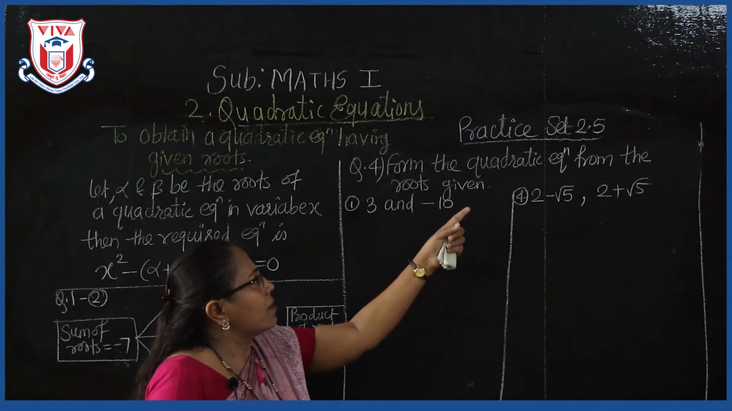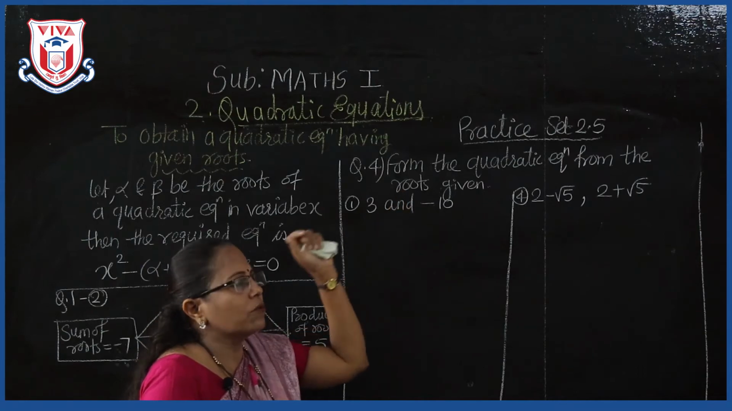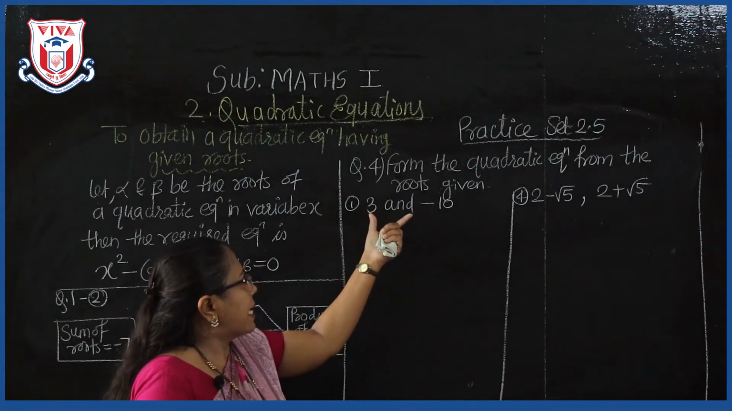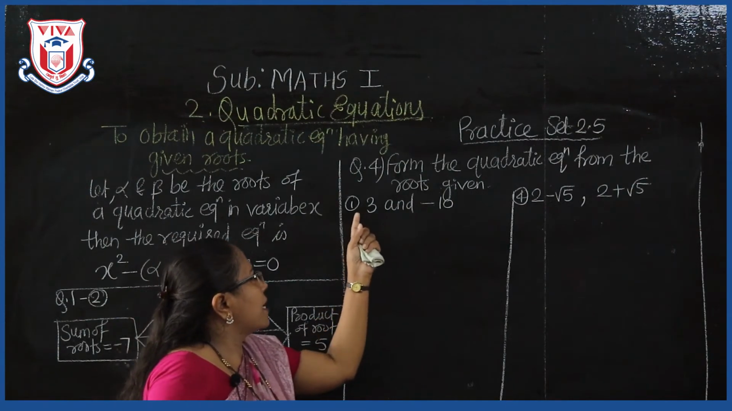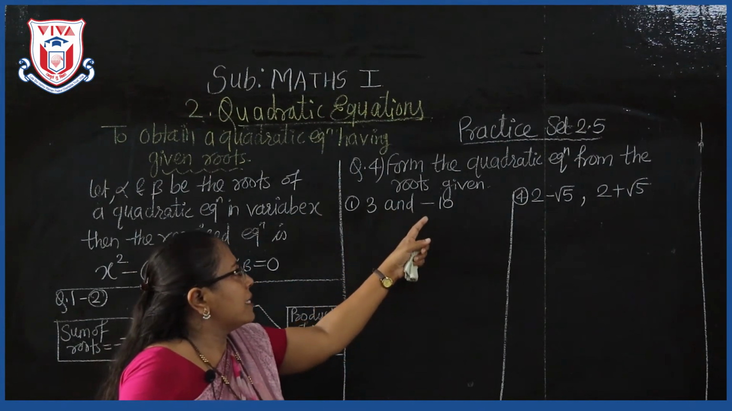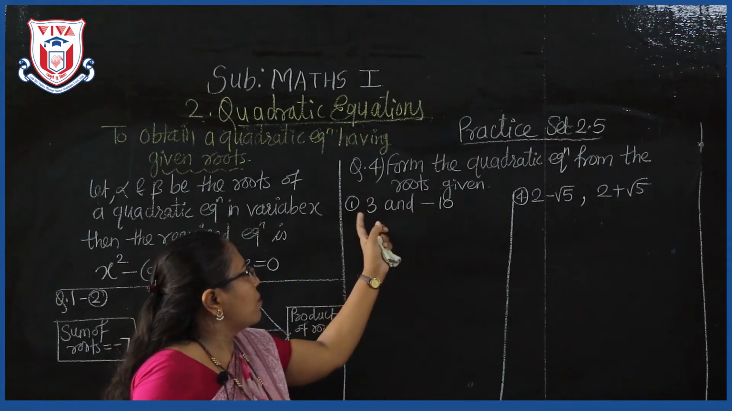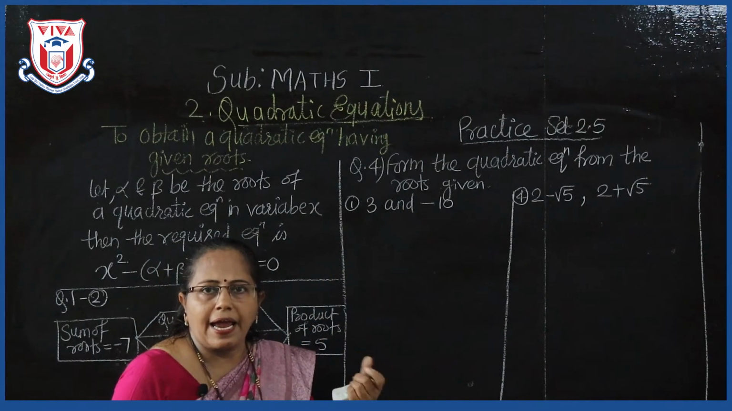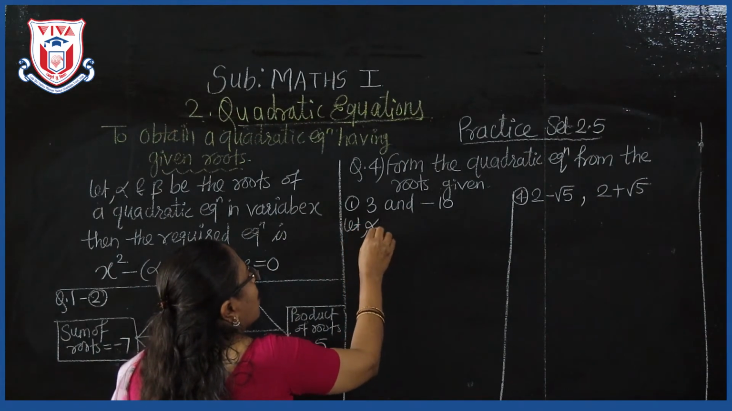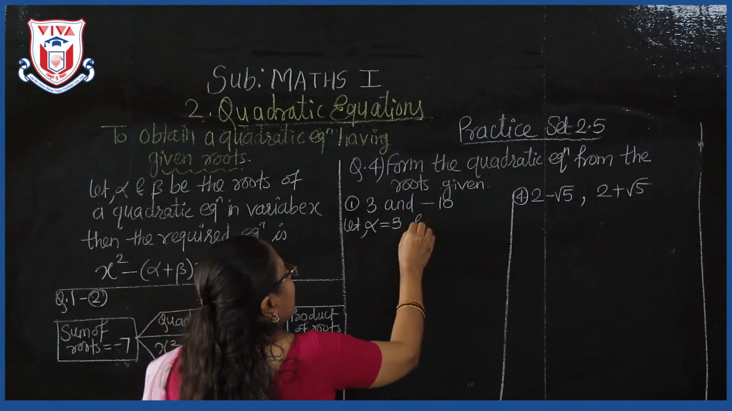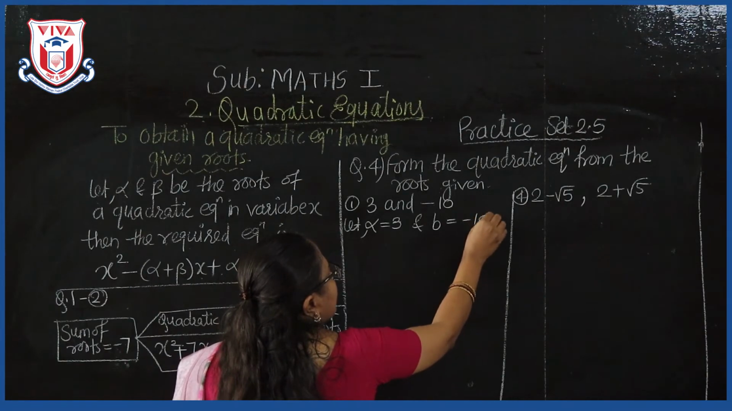Okay. Now we will solve question number 4. Form the quadratic equation from the given roots. Maybe this one example carries 1 or 2 marks. Okay. So the roots are given, 3 and minus 10. So these given roots we will assume as alpha and beta. So let alpha equal to 3 and beta is equal to minus 10.